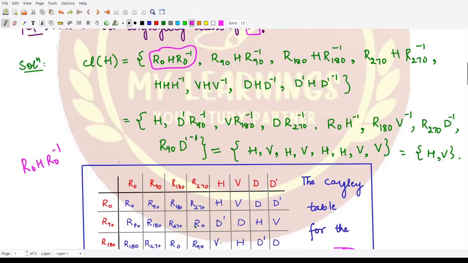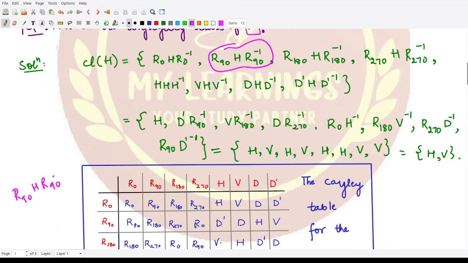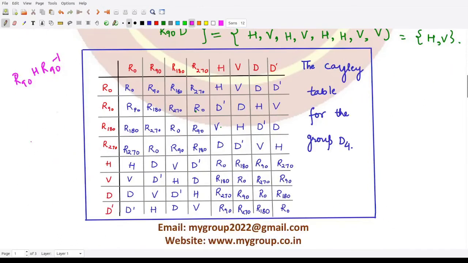Similarly, we can calculate the second entry also. What is this? The second entry is R90 H R90 inverse. So here we would first like to calculate R90 into H. What is it?